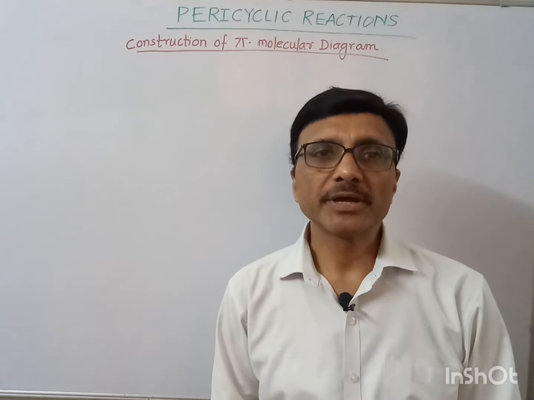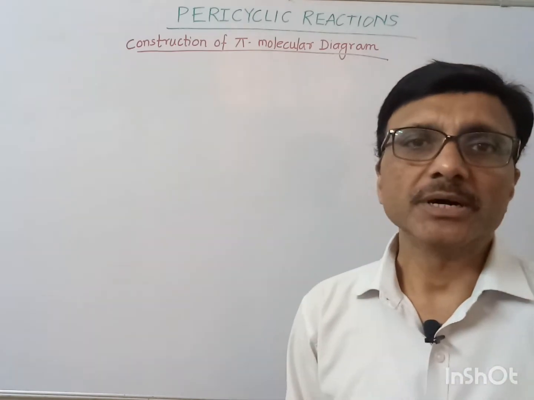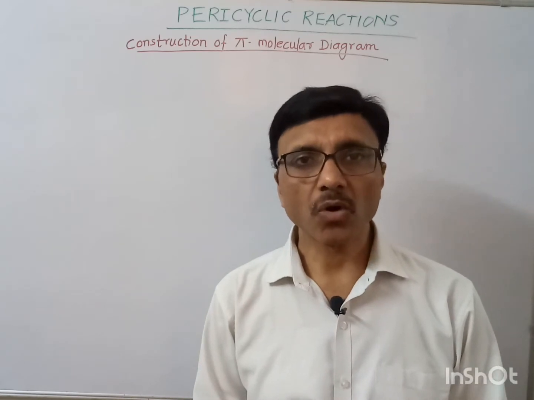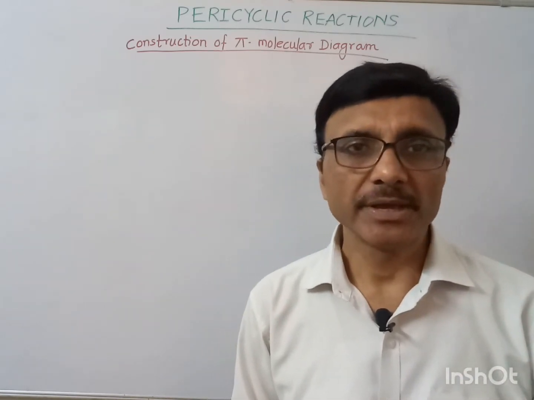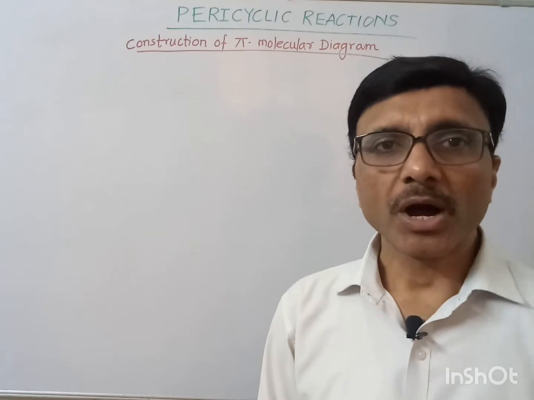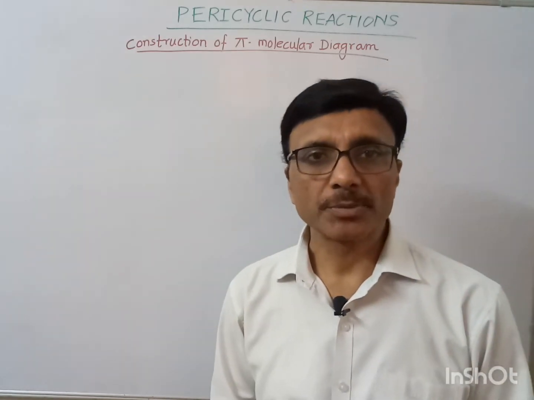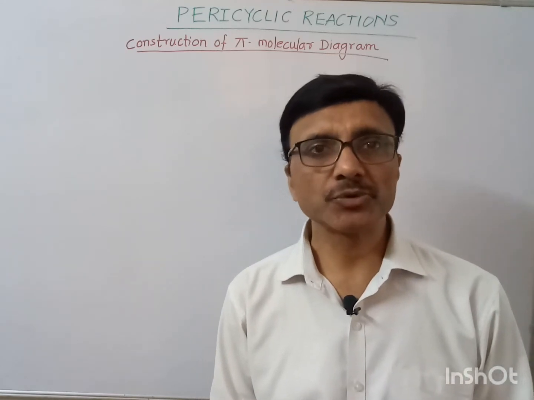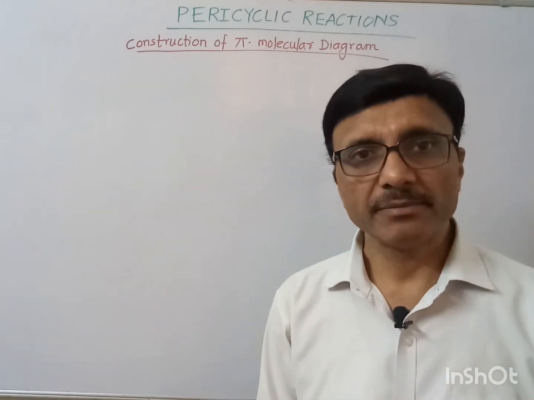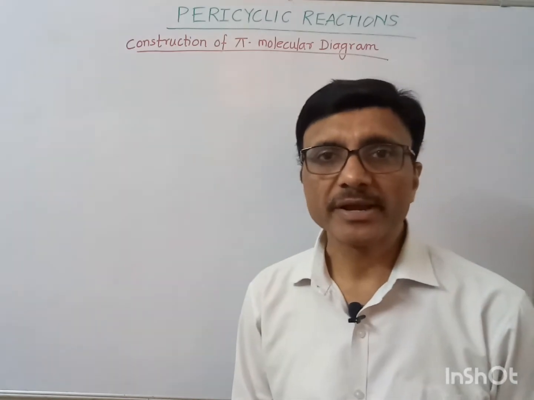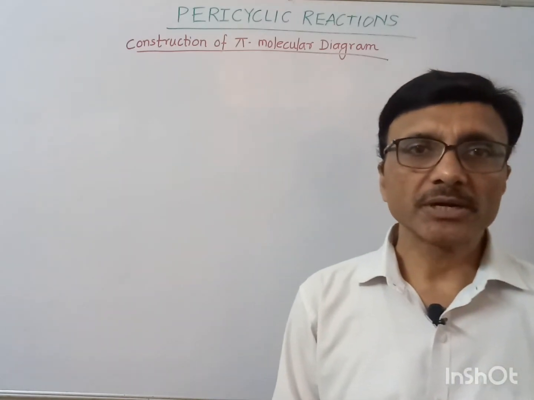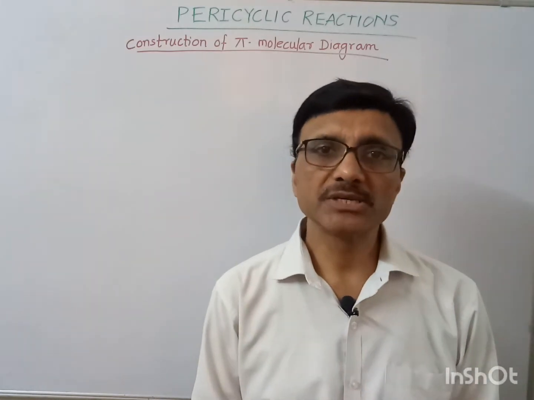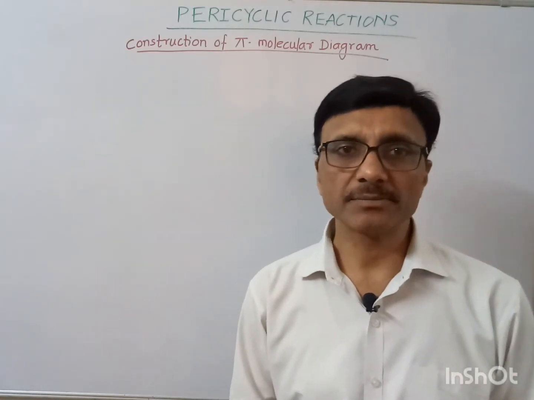Now today I will tell you how to construct the pi molecular orbital diagram of allylic systems, that is odd carbon systems. In my previous lecture I told you how to construct the pi molecular orbital diagram of a conjugated system, starting with the simplest, ethene, then butadiene, then hexatriene, and then octatetraene. And I told you some of the rules to draw these molecular orbital diagrams.